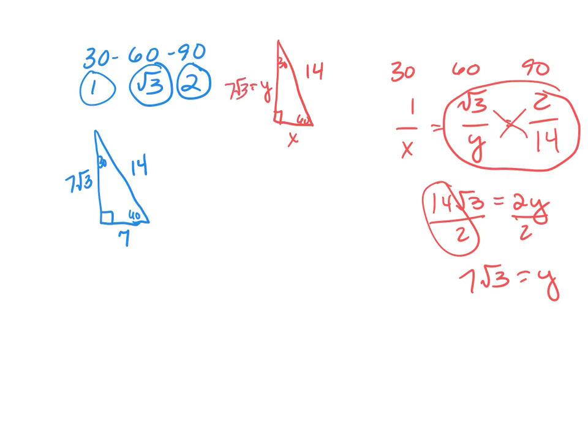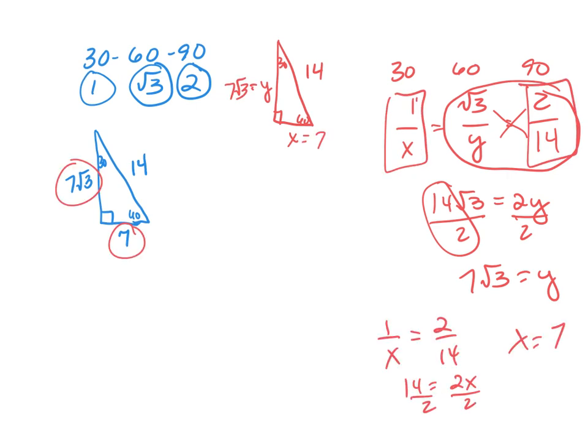Why isn't it root 2 now? So to find the X, I put 1 over X equals 2 over 14. 2X equals 14, and X equals 7. So we found it using that ratio, which is easier if you can't see it.